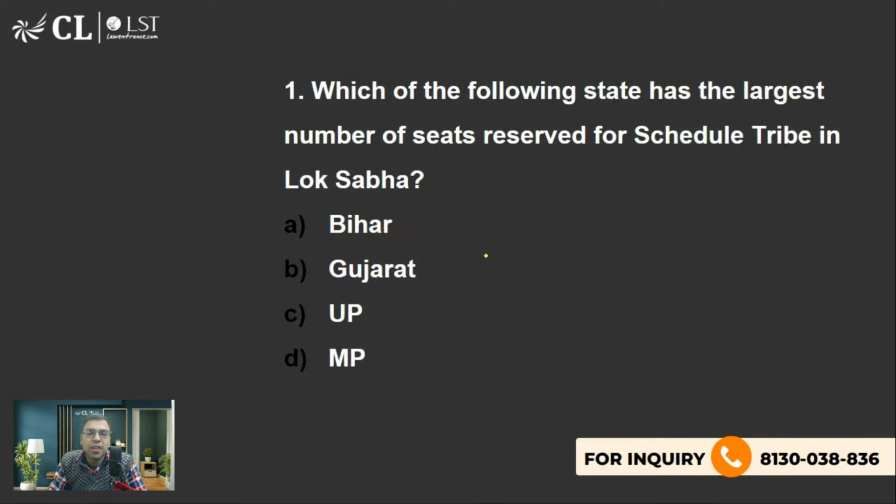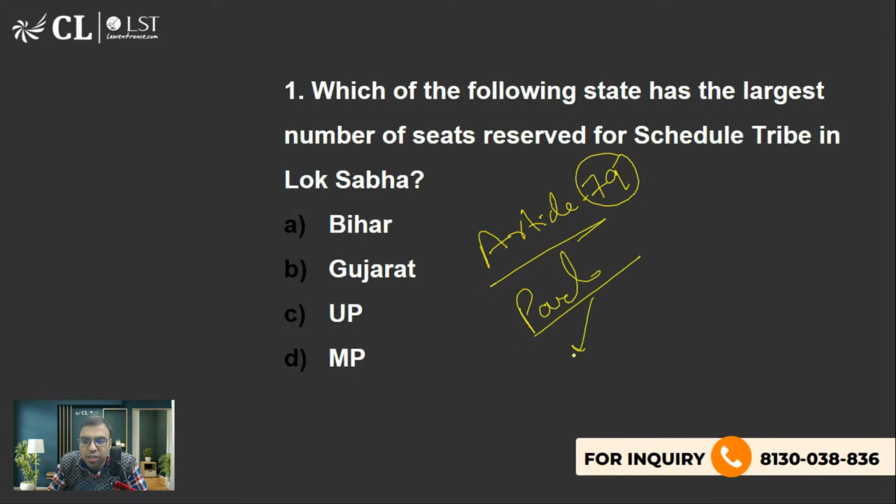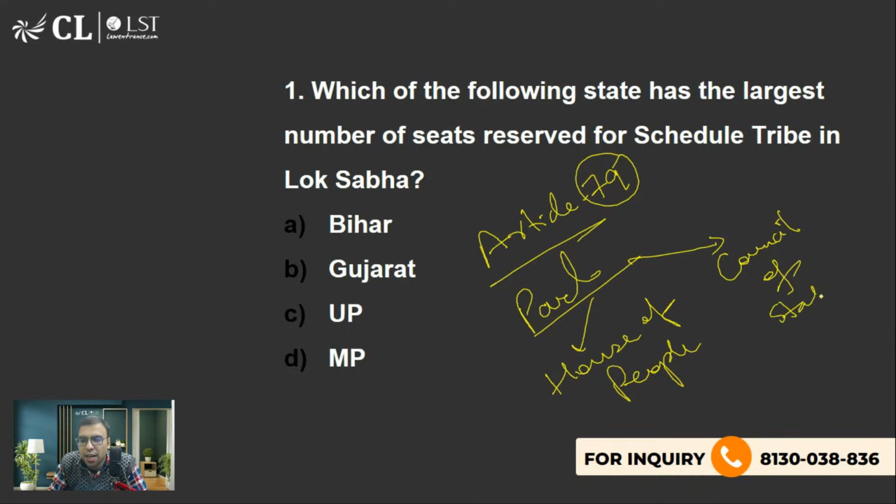Okay. So when you read Article 79 of the Indian Constitution, it talks about the Parliament of India comprising of House of People, Council of States, and President of India. So House of People is Lok Sabha, Council of States is Rajya Sabha, and President of India.